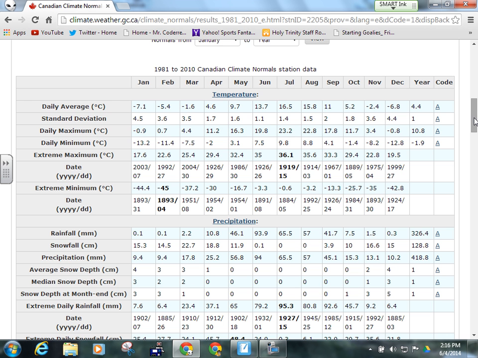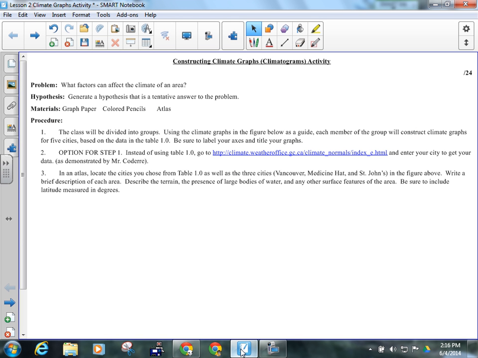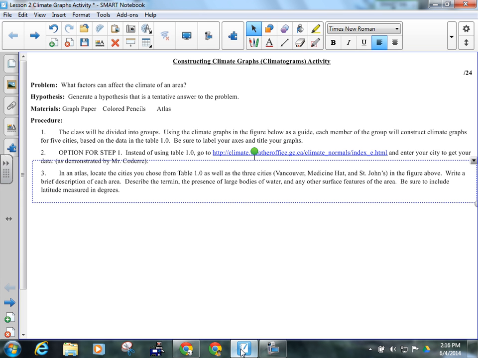Okay, the next thing you need to do after that is start, for each of your cities, writing down that information you were told you had to write down. So you're going to, in an atlas, locate the cities that you chose and write a brief description of each area, describing the terrain, presence of large bodies of water, any other surface features.